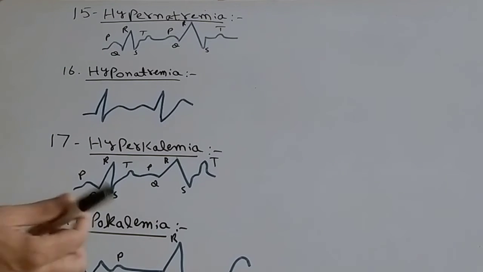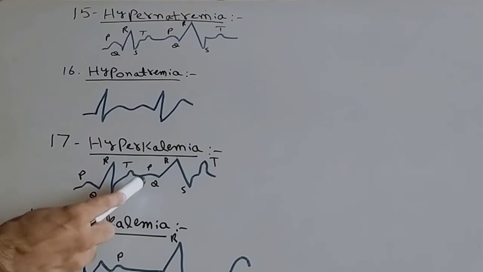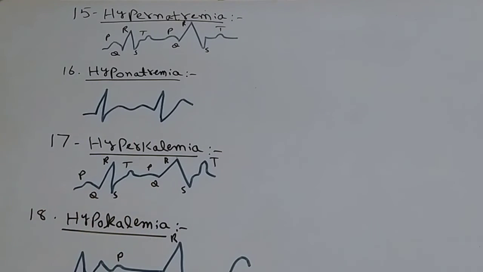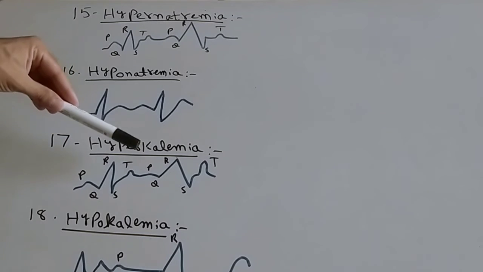Now have a look at this P wave. This P wave is very much flat. Why is it flat? Because hyperkalemia has a very negative effect on the SA node and the His-Purkinje system. So due to that negative effect on the SA node, this P wave is appearing flat.